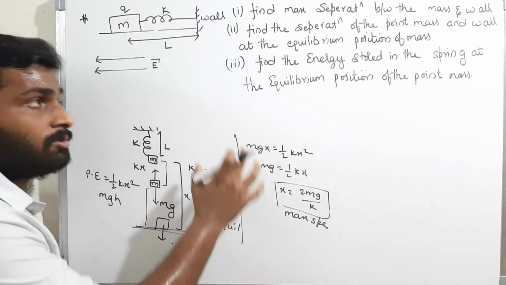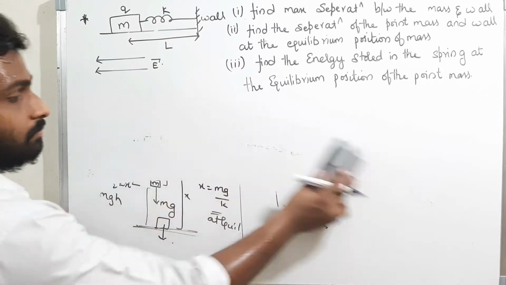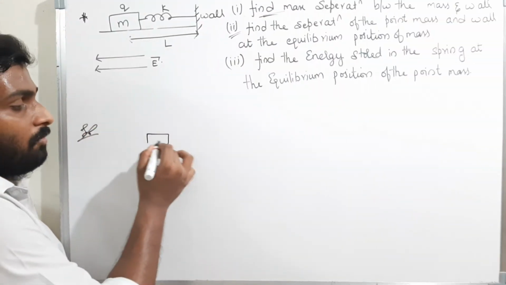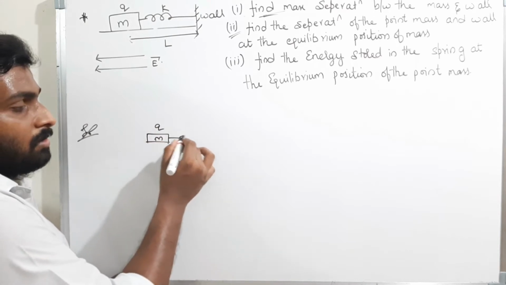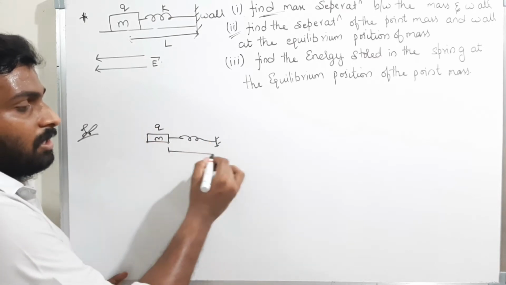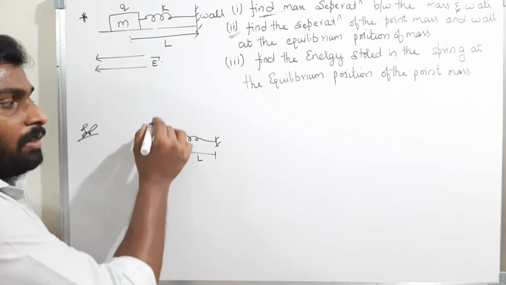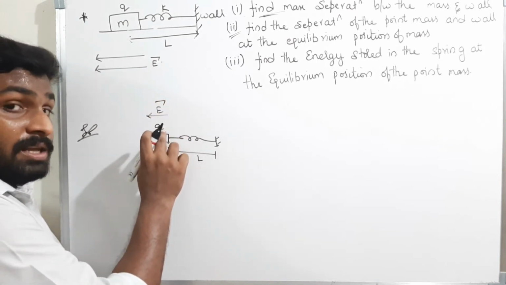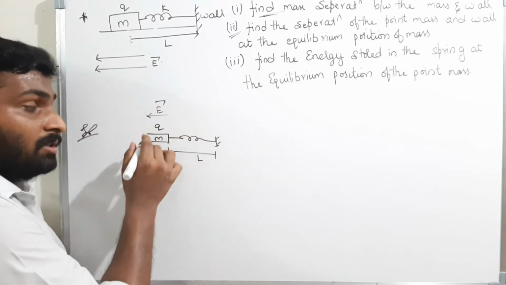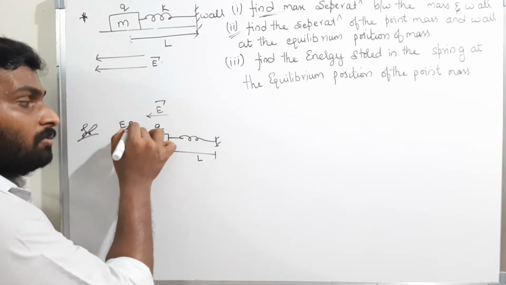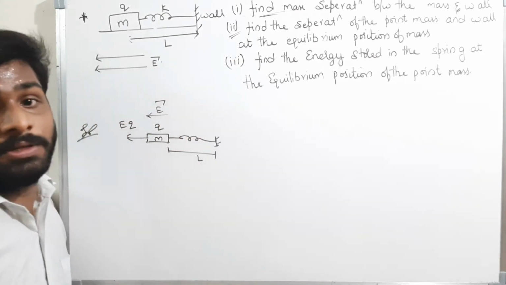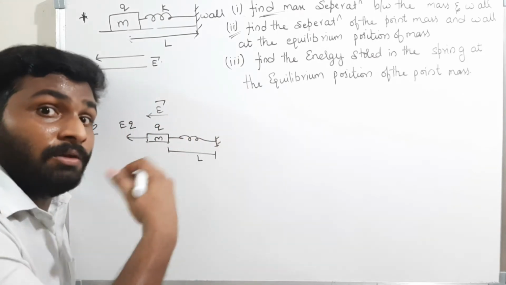Now we'll use the same concept here. Okay, now see here. A block of mass m, charge q, with a spring, and the initial length is L. Now when I apply some electric field E, this is a charge. When I place any charge in the electric field, there will be some force on the charge. The force is E into Q. Now they want to find the maximum separation. I get the maximum separation when I equate the energies.